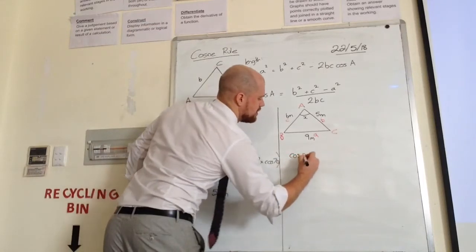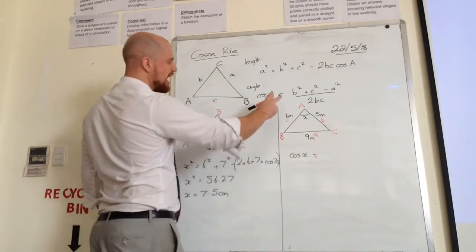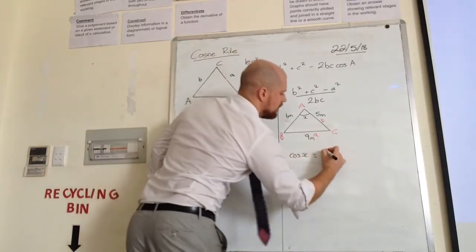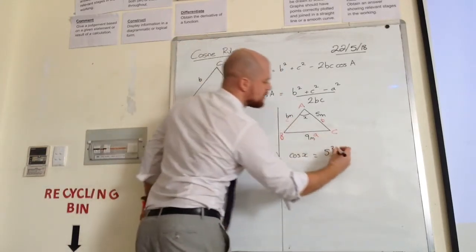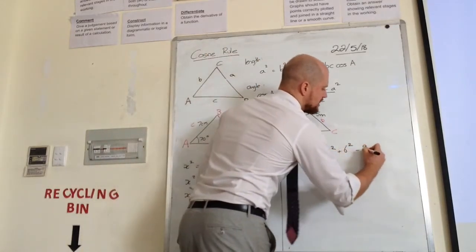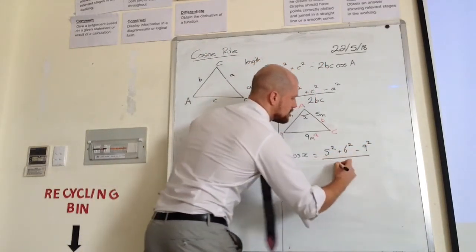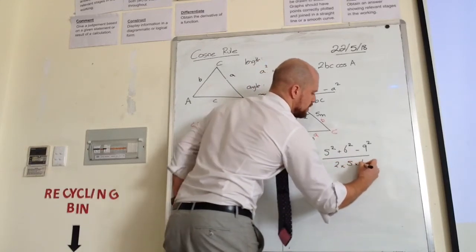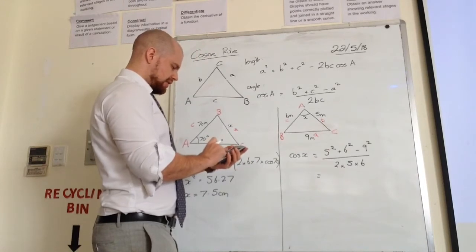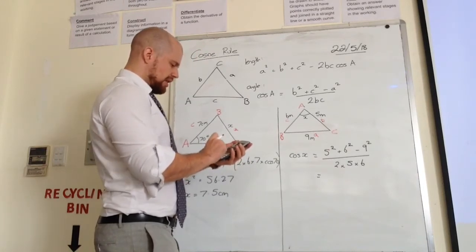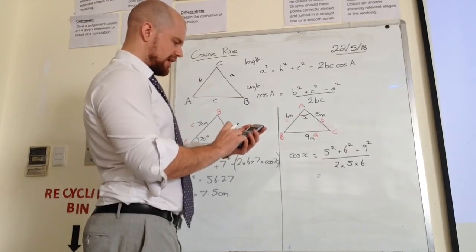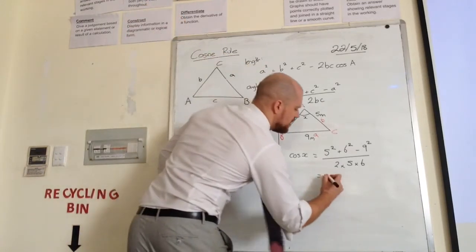Cos x is, now be a bit more careful here, okay? We have b squared being 5 squared, c squared being 6 squared, and a squared being 9 squared, and we'll divide by 2bc. If I put that in my calculator, I get 5 squared plus 6 squared, minus 9 squared, divided by 2 times 5 times 6, I get minus 1/3.